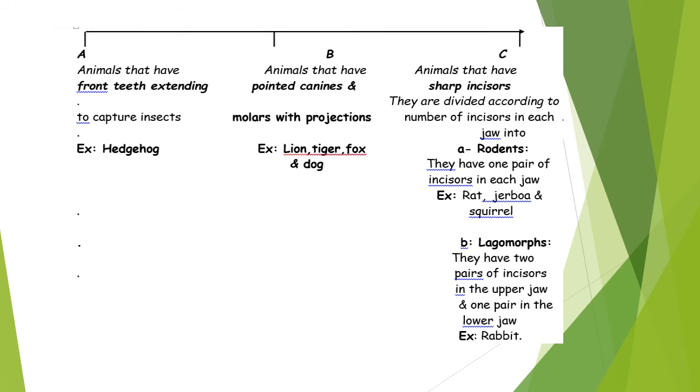Animals that have sharp incisors are divided according to the number of incisors in each jaw into rodents and lagomorphs. Rodents have one pair of incisors in each jaw, like rat, jerboa, and squirrel. Lagomorphs have two pairs of incisors in the upper jaw and one pair in the lower jaw.